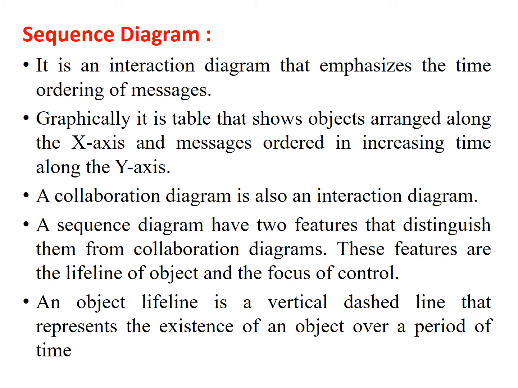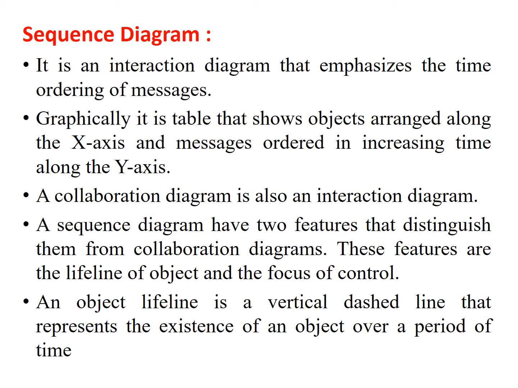First, the sequence diagram. An interaction diagram shows an interaction consisting of a set of objects and their relationships, including messages that may be dispatched among them. A sequence diagram is an interaction diagram that emphasizes the time ordering of messages. Graphically, a sequence diagram is a table that shows objects arranged along the x-axis and messages ordered in increasing time along the y-axis. A collaboration diagram is also an interaction diagram.